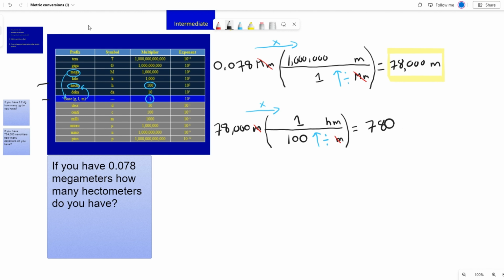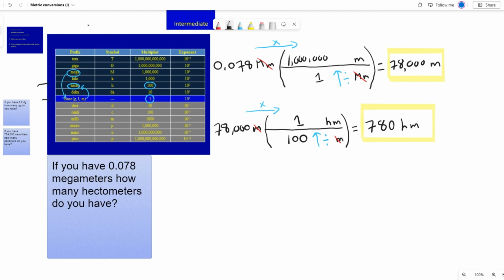And that answer will be in hectometers. So now we have our final answer as 780 hectometers, and that is the final answer for the problem. So if you have 0.078 megameters, it is equal to 780 hectometers.